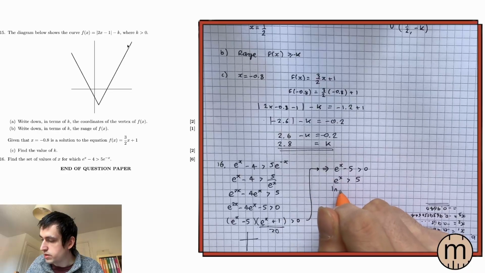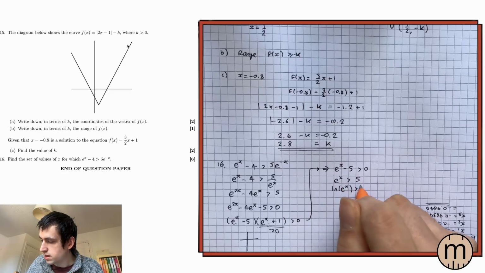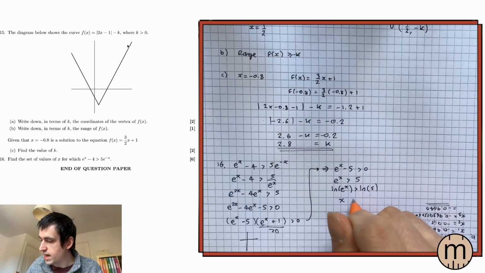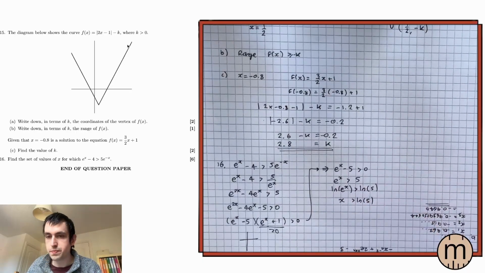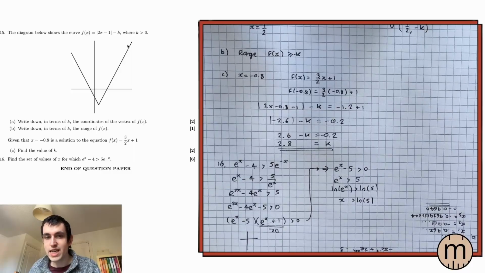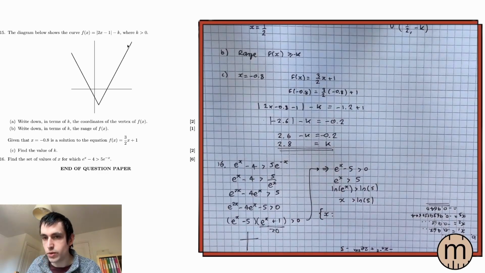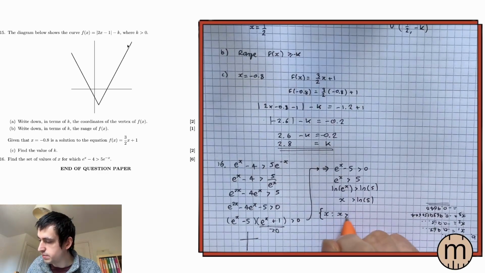We take logs of both sides, then that means that once we simplify that down, x is bigger than log 5. And if we find the actual set, so it says set, so it's implying certain notation, then we can say the set of values is x with the colon, such that x is bigger than log of 5.